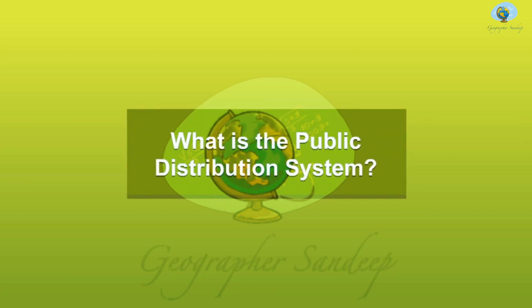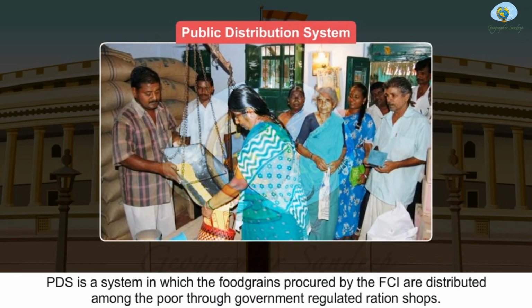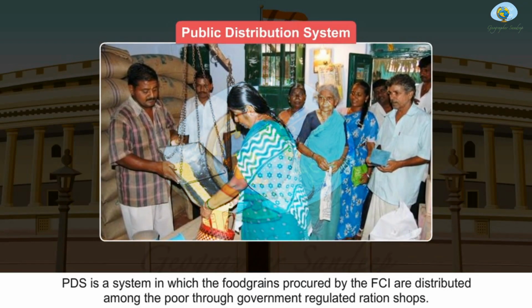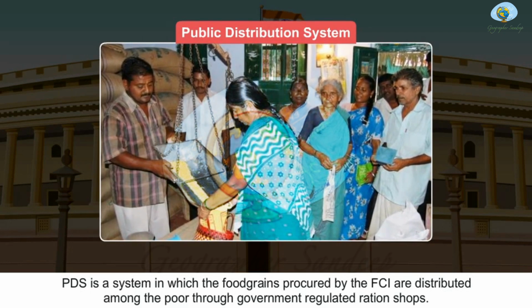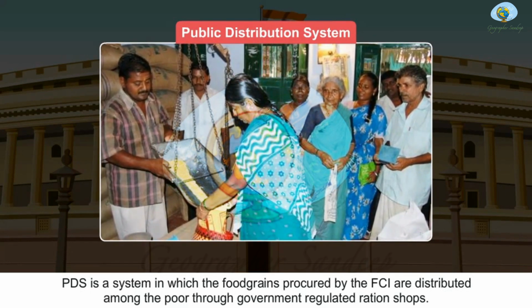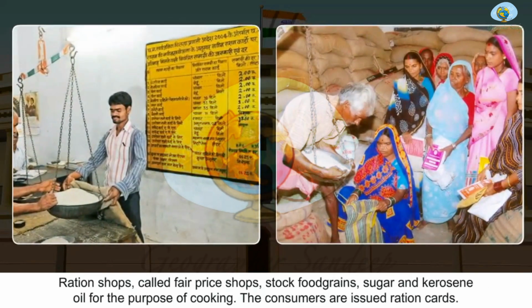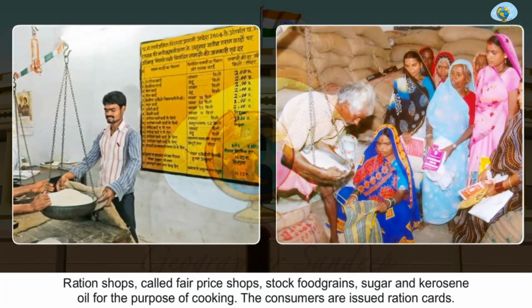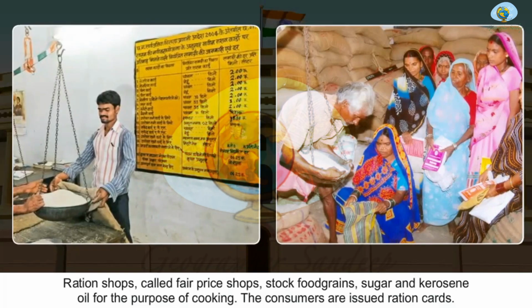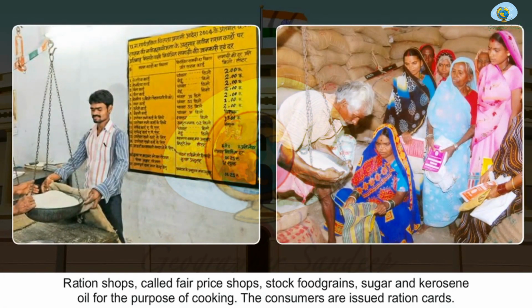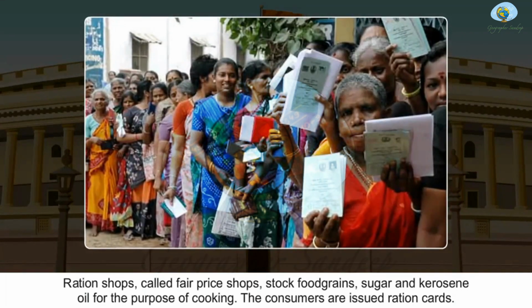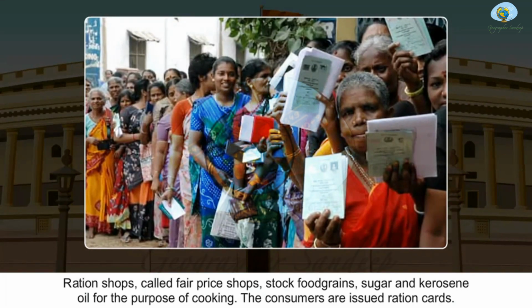What is the public distribution system? PDS is a system in which the food grains procured by the FCI are distributed among the poor through government-regulated ration shops. Ration shops, called fair price shops, stock food grains, sugar and kerosene oil for the purpose of cooking. The consumers are issued ration cards.